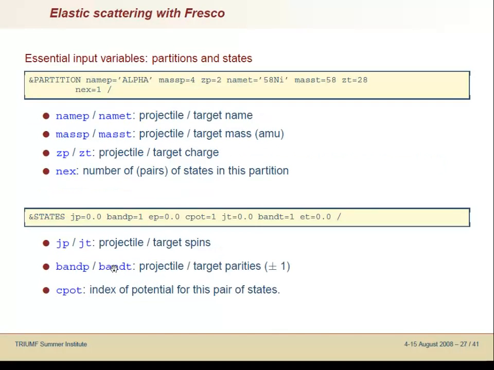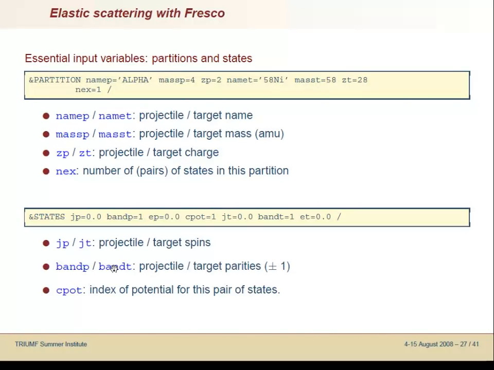Next one is the partition. So we have to give a name to identify the projectile, name P, projectile name, and the mass. We could use this 4, but of course, this is in atomic units, so we can use 4.0026 for the alpha particle, 1.0087 for a neutron, 1.0078 for a proton, whatever. So you go to the tables and you can put the accurate number. I just put it here because we don't need more than that.